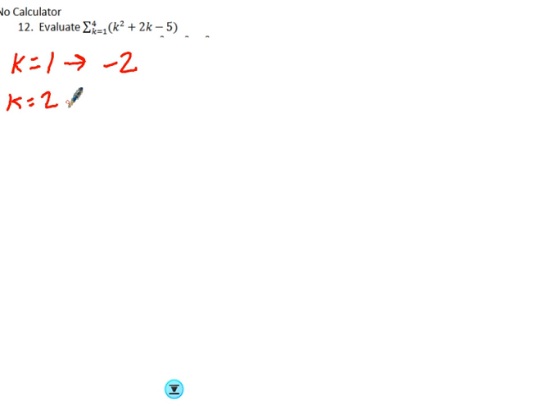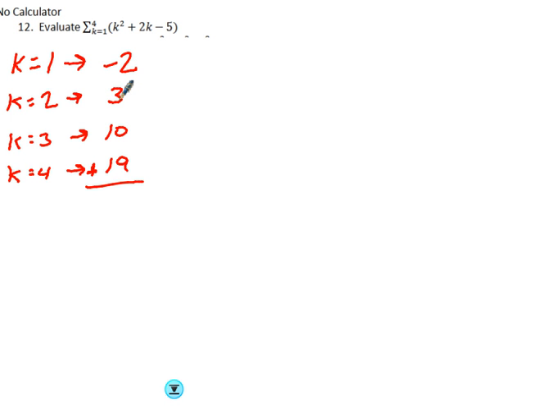If the k value is 2, you substitute that 2 in there, 2 squared plus 2 times 2 minus 5 is going to be a grand total of 3. If the k value is 3, you substitute that in there, 3 squared plus 2 times 3 minus 5, and you get 10. And if k is 4, substitute 4 in, 4 squared plus 2 times 4 minus 5, you get 19. If you want the summation, that means add, so you add all those together.